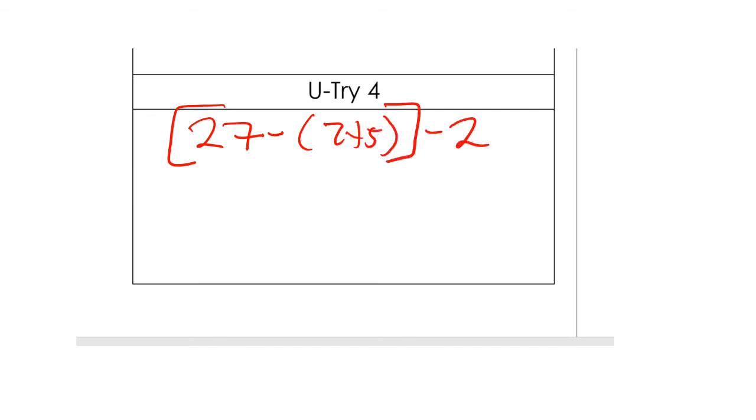And one more you try. 27 minus, whoops, brackets around here. 27 minus 2 plus 5, brackets minus 2. Okay, there's your last you try. Bring your questions to class.